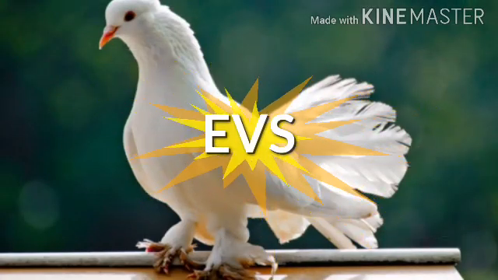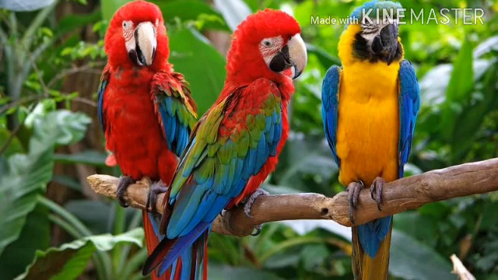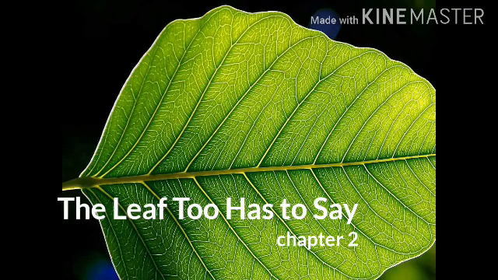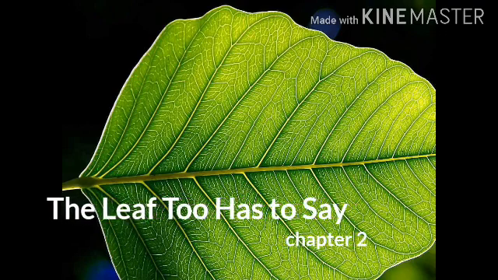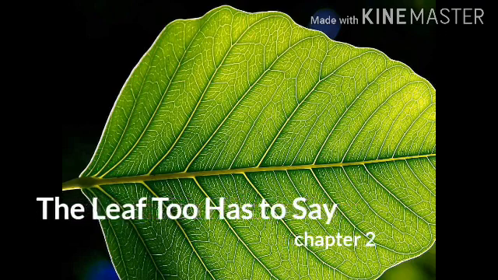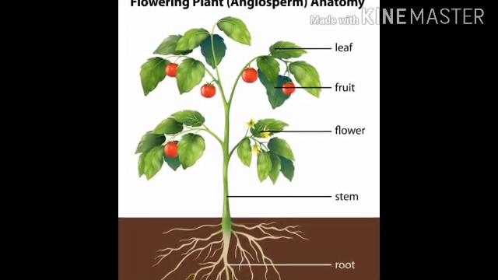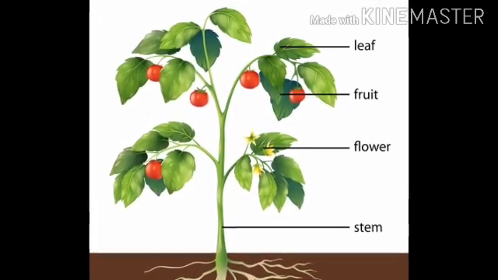In the last class, we started our second chapter. The name of our chapter is The Leaf Too Has to Say. We know the different parts of a plant.